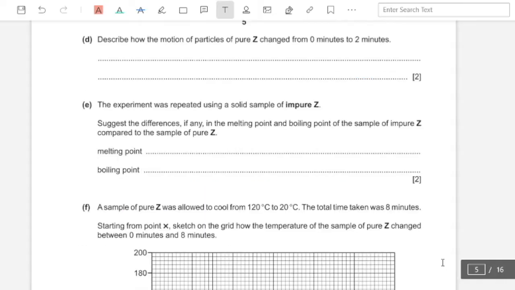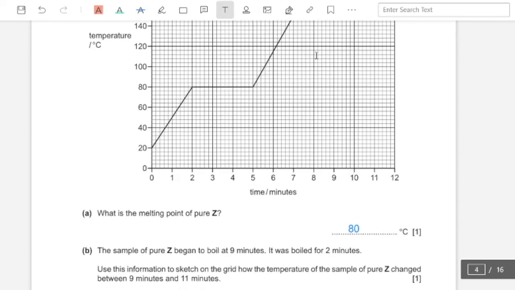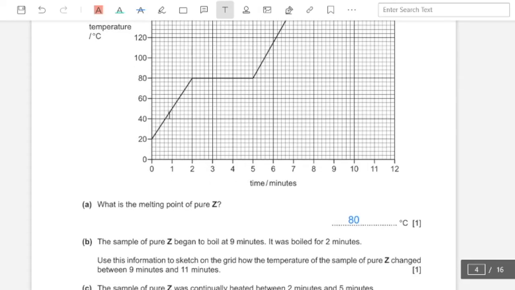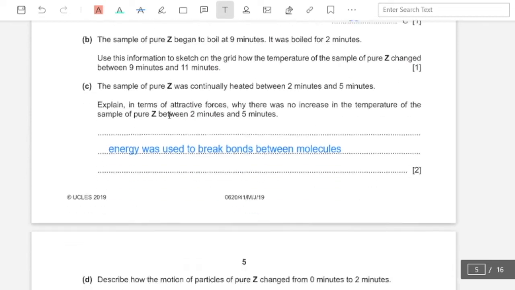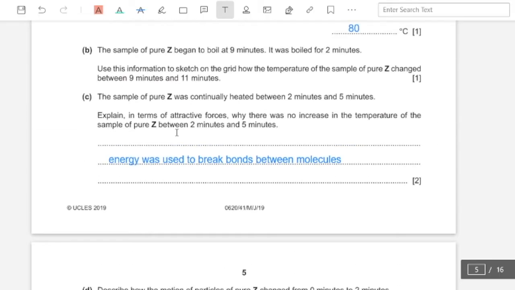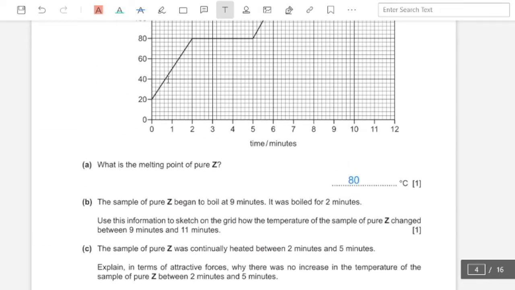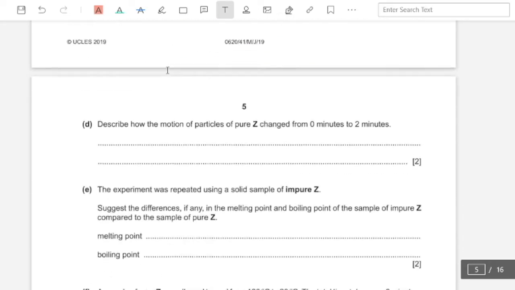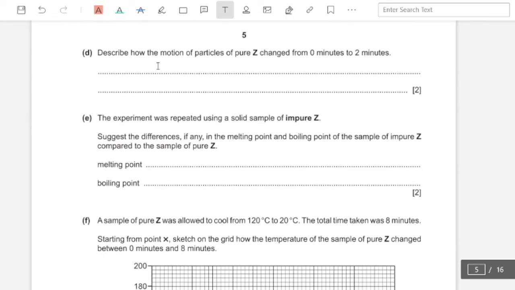Okay. D. Describe how the motion of particles of Z changes from 0 to 2 minutes. Alright, so this is a time period where substance Z gains kinetic energy, which means the molecules are going to be moving faster. And since Z is still in the form of solid over here, we know that molecules in a solid only vibrate in their fixed positions. So instead of vibrating with the same speed, the speed of the vibration increases.